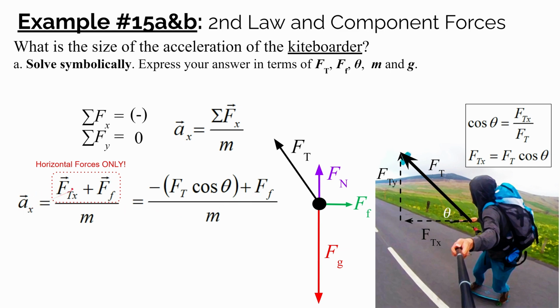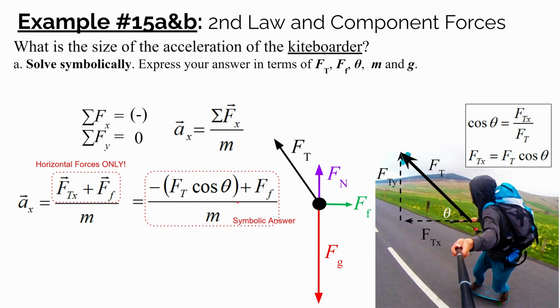And so our Newton's second law expanded is the acceleration of the kiteboarder is equal to negative Ft cosine theta plus the size of the frictional force divided by the mass. And if we check up here, all of those symbols, they're fair game. We can have those in our final expression. So our answer to the question of what's the size of the acceleration of the kiteboarder is this expression.